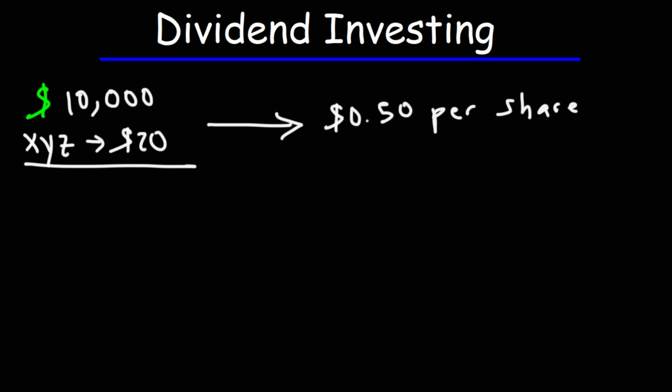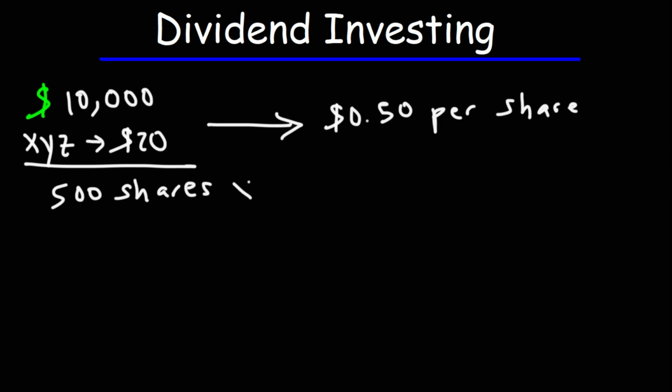So if you invested $10,000 into this company at an average price of 20 bucks per share, if you divide 10,000 by 20, you're going to get 500 shares. So that's how much 500 shares is going to cost. 500 times 20 is 10,000.